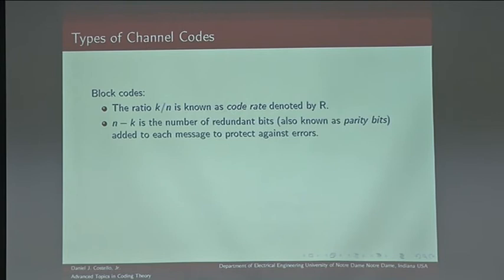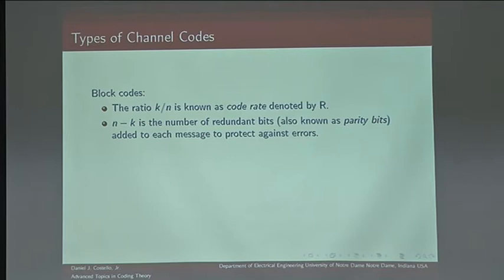The ratio k over n is known as the code rate. It's simply the fraction of bits which have to be transmitted over the channel which represent information bits. For bandwidth efficiency, you want to use high rates, which means you want most of your bits to be information bits, not have to use so many parity bits. But for error correction, you want to use lower rates, because the more parity bits you use, the more errors you can correct.